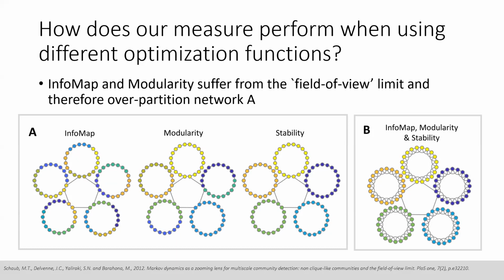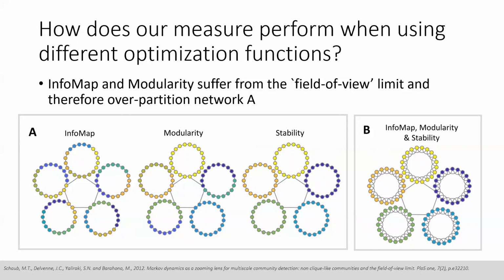If we look here, first at network A, which is just a ring of rings, we can see that each of these community detection algorithms finds slightly different communities. As many of you probably know, infomap and modularity seem to over-partition the network. This is a well-known problem with these two measures, called the field of view limit. Instead of placing each ring into its own community, they take a certain segment of the ring and make it its own community, while stability, as it looks at many steps in the dynamics, can consider each ring as its own community.